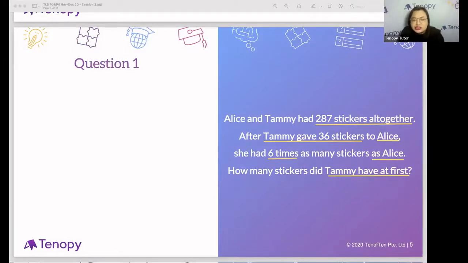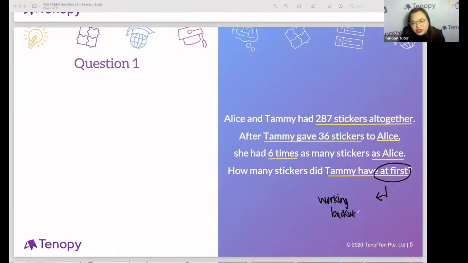Now, Rosanna said that I should start with the total stickers altogether, but I don't really agree with that because I have no idea what size I should draw for Alice or Tammy. They only tell me that they have a total. And if I want to draw a model, look at the question. The question asks for at first. So this tells you that this question is about working backwards, right? Because you know what happens in the end and you want to find at first. So this is working backwards.